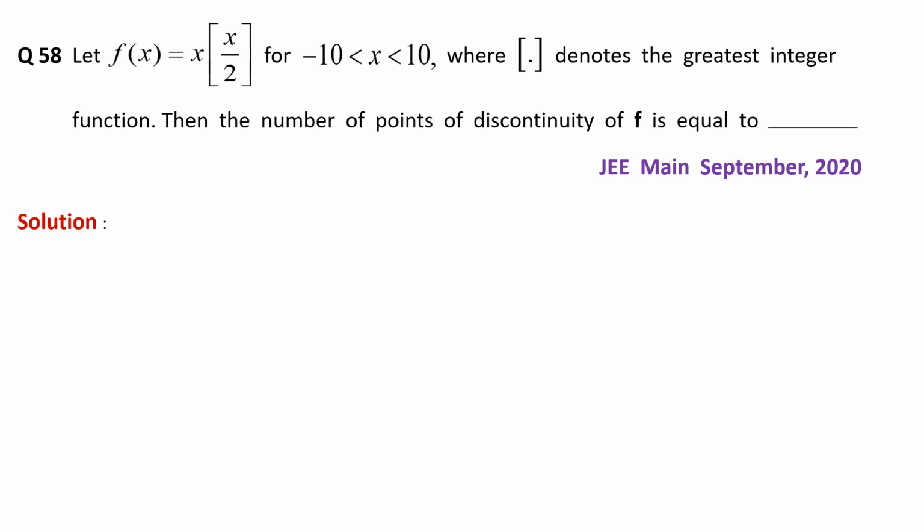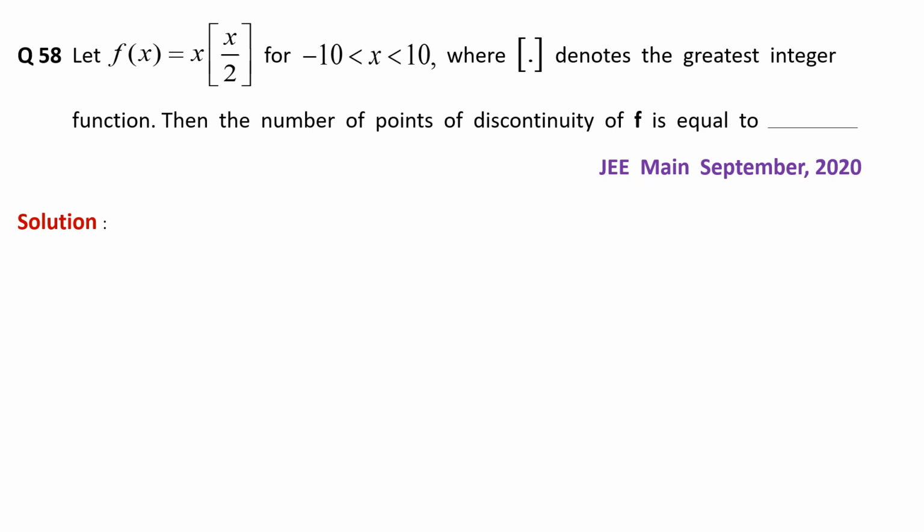Now students, in this question, we have to find the total number of points of discontinuity for the function f of x. Now f of x is x into GIF of x upon 2. x is a polynomial function which is always continuous, and GIF of x upon 2 will become discontinuous whenever x upon 2 becomes an integer.